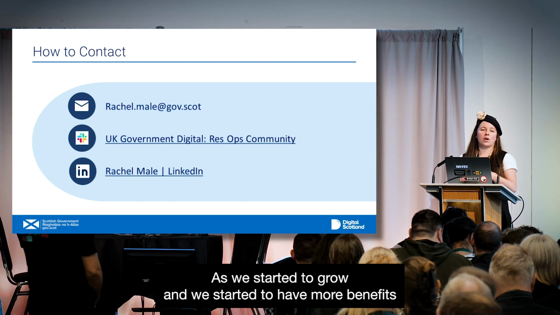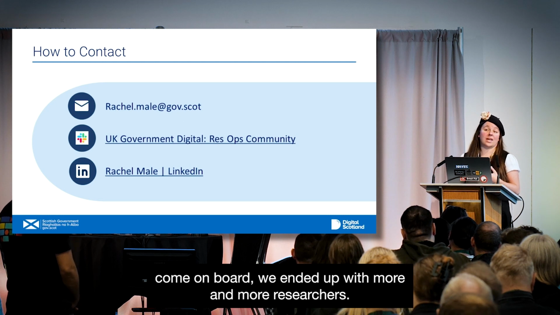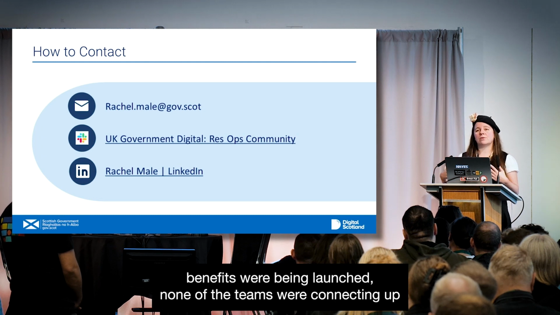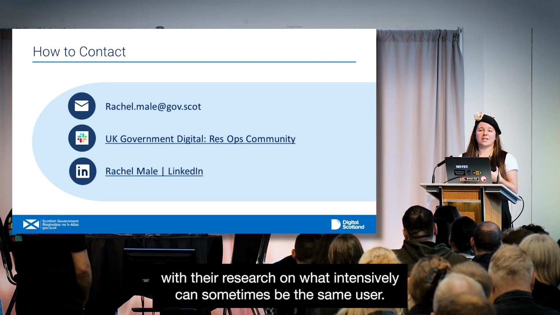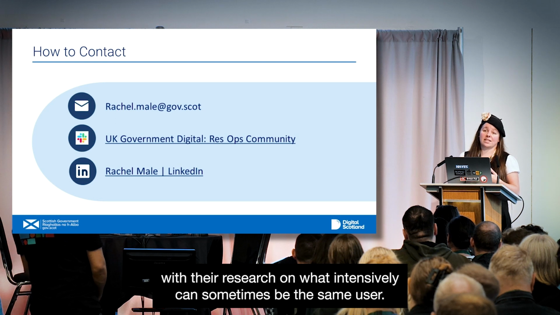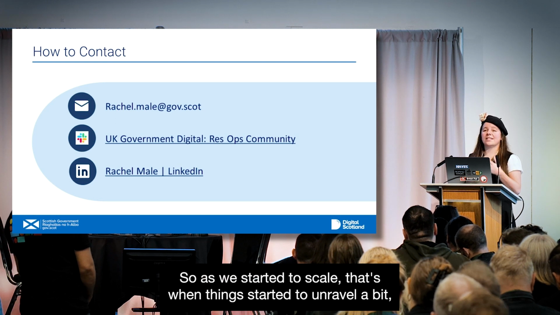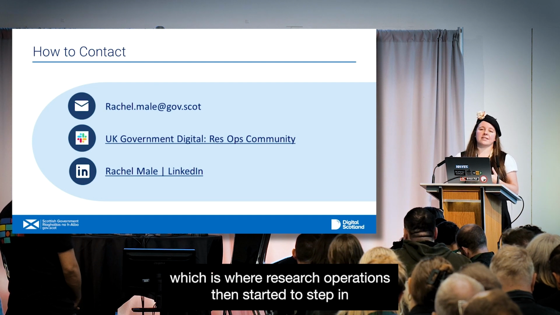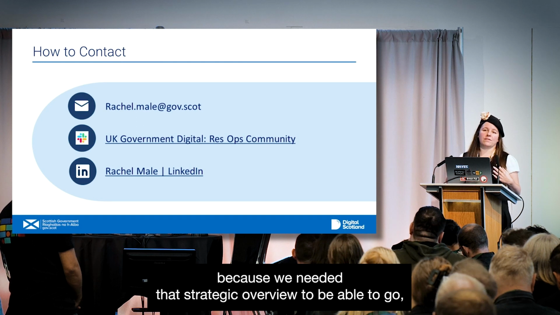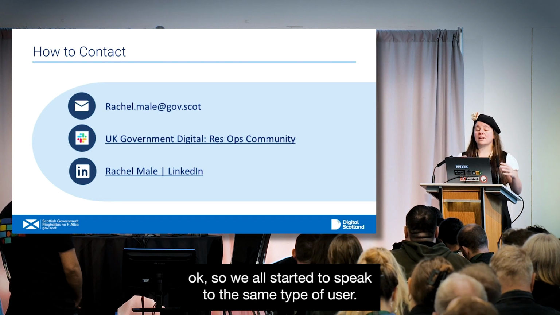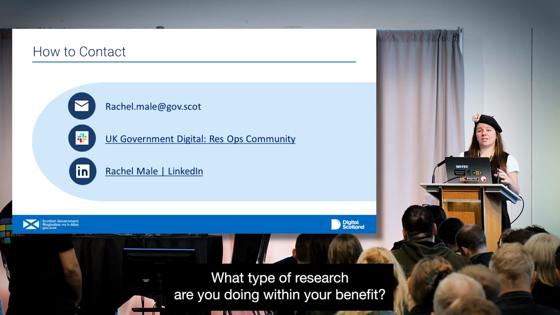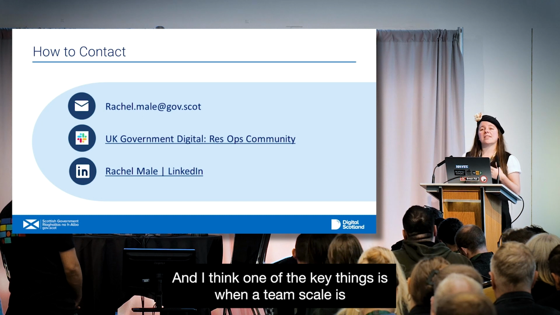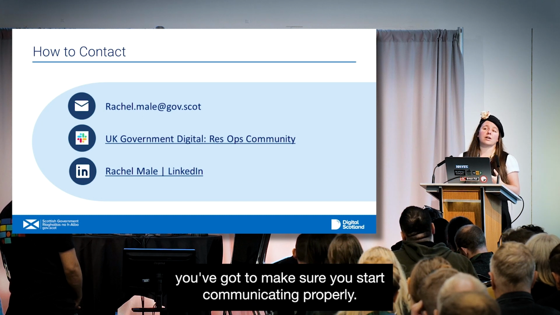As we started to grow and we started to have more benefits come on board, we ended up with more and more researchers. But the problem that was happening was that as all these separate benefits were being launched, none of the teams were connecting up with their research on what intensively can sometimes be the same user. So as we started to scale, that's when things started to unravel a bit, which is where research operations then started to step in, because we needed that strategic overview to be able to go, okay, so we're all starting to speak to the same type of user. What type of research are you doing within your benefit? What type of research are you doing with your benefit? And I think one of the key things is when a team scales, you've got to make sure you start communicating properly.